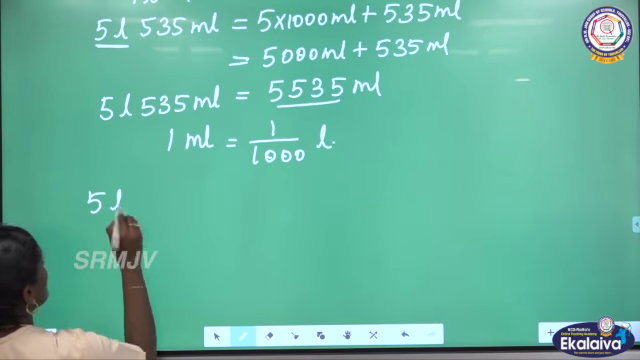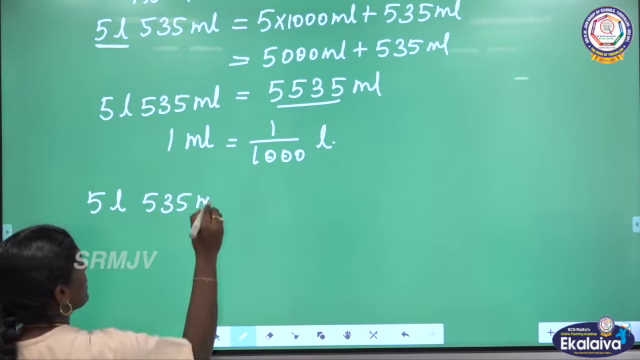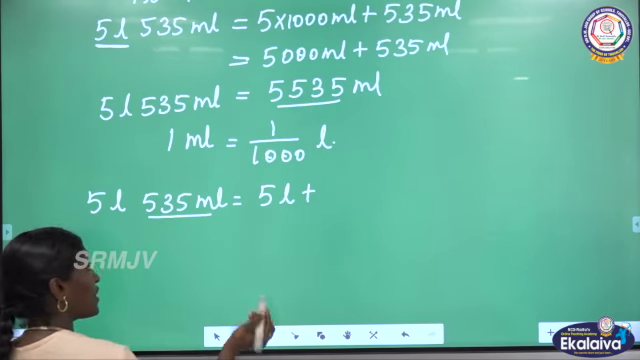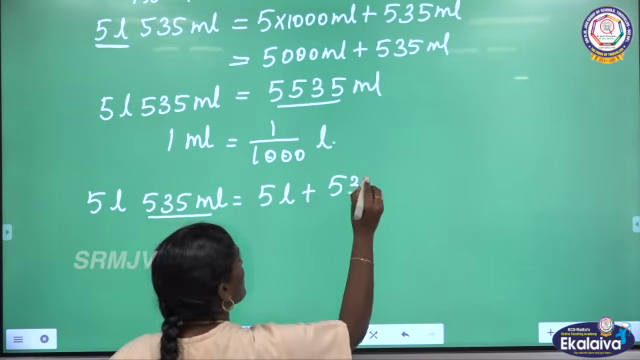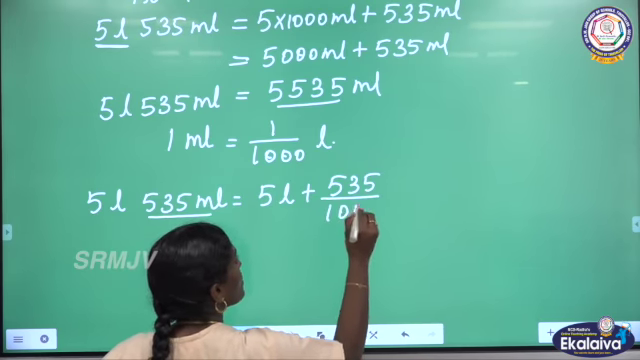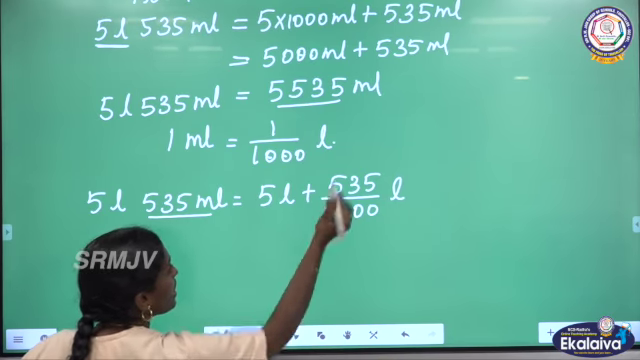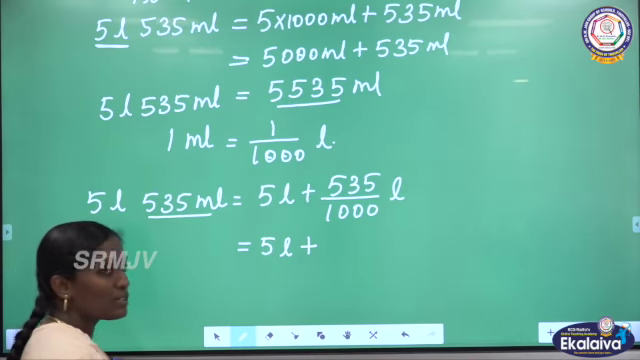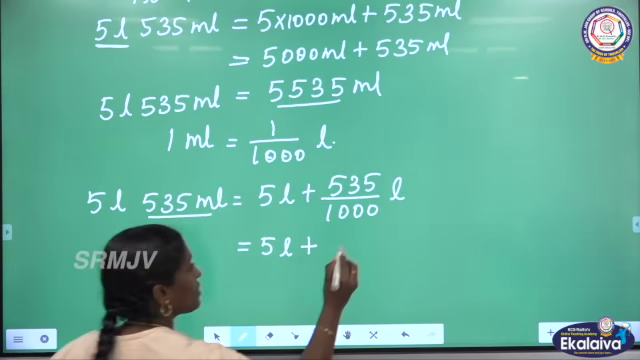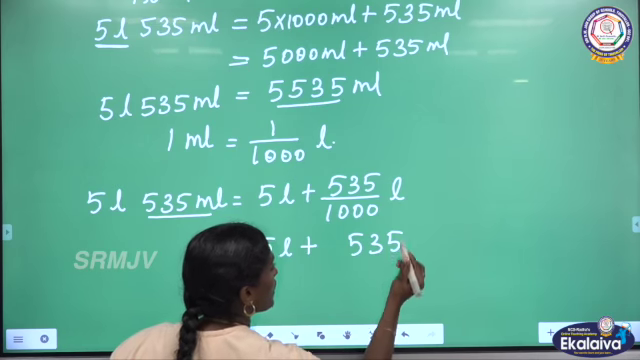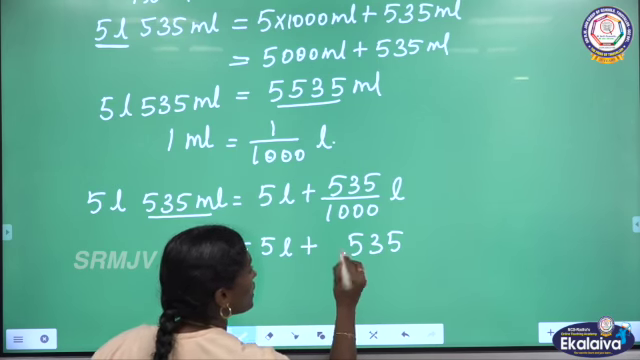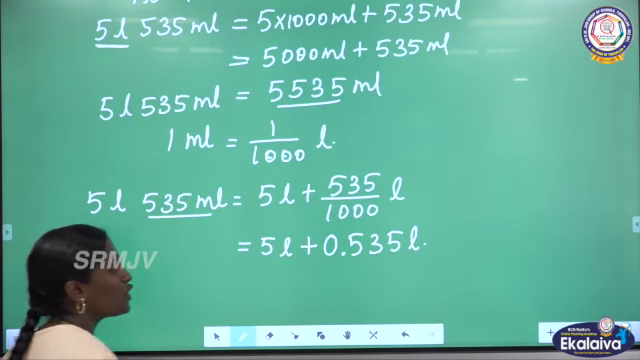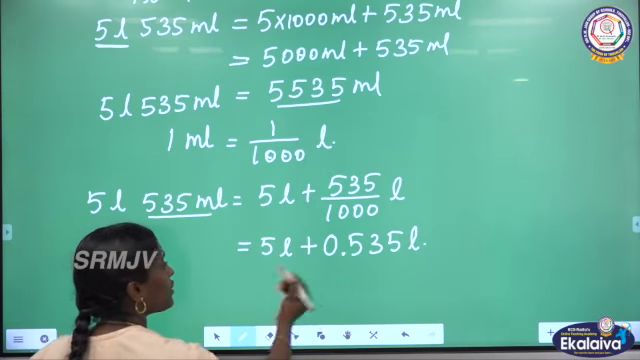Now we are going to convert milliliter to liter. So 5 liter and 535 milliliter. So we have to keep 5 liter as it is. Then we are going to convert 535 milliliter to liter. So 535 divided by 1000 liter. Now we are going to write as a decimal number. So 5 liter plus, here in denominator 3 zeros are there. So we need 3 decimal places. So from the last, before 3 digits, we have to keep the decimal point. 1, 2, 3. Then the whole number part is 0. That is 0.535 liter.